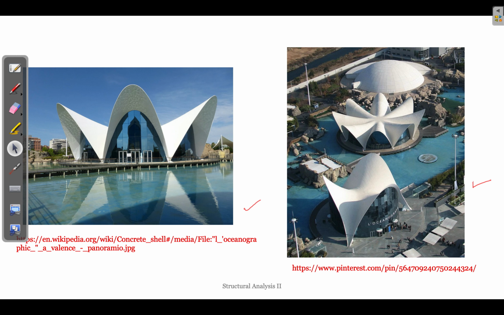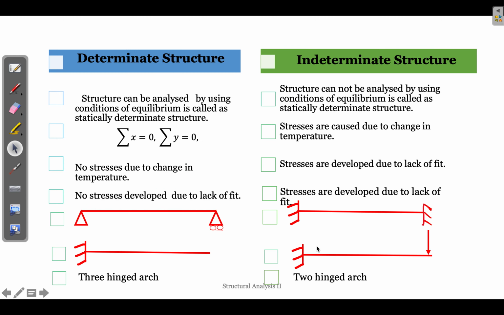So these are the basic forms of structures which exist in reality, and for this particular structure analysis course, we are going to touch till the frames. Okay, so we will not be considering the shell element.